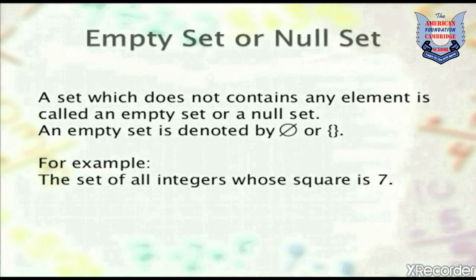For example, the set of all integers whose square is 7. As you all know, there is not a single integer whose square is 7. So it is not possible to form such a set. The answer will be an empty set, or you can say a null set.